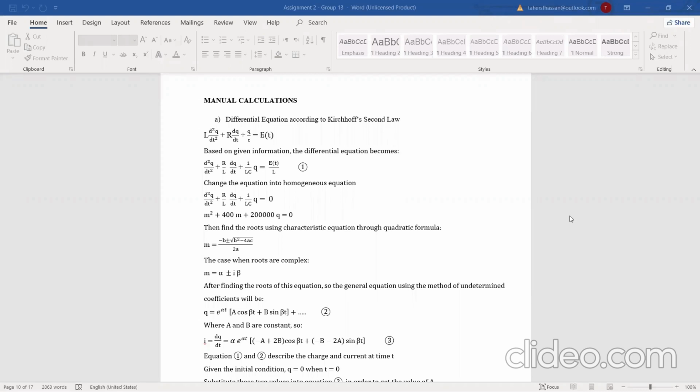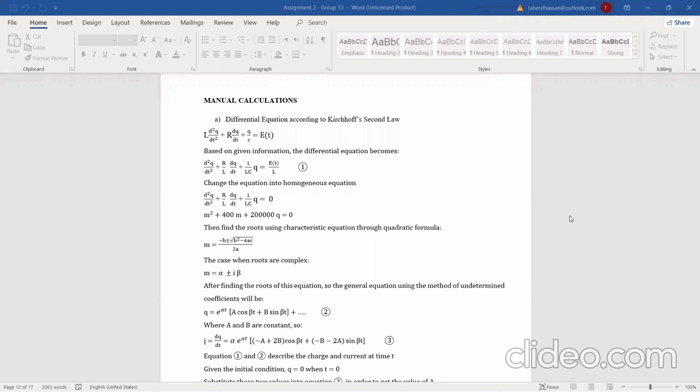First of all, the differential equation according to Kirchhoff's second law is L d squared q over dt squared plus R dq over dt plus q over C equals E(t). This is the general equation. Based on the given information stated in the problem, the differential equation becomes d squared q over dt squared plus R over L times dq over dt plus 1 over LC times q equals E(t) over L.